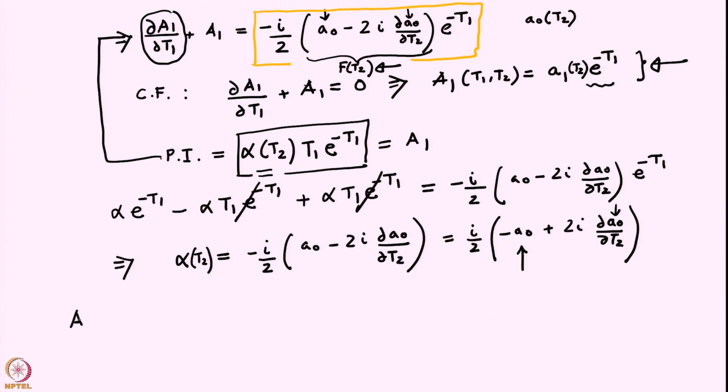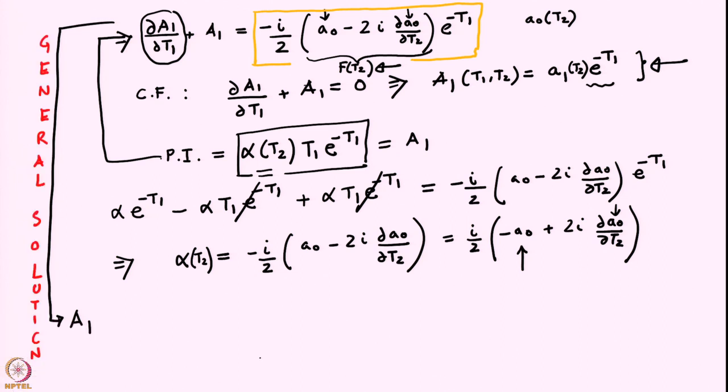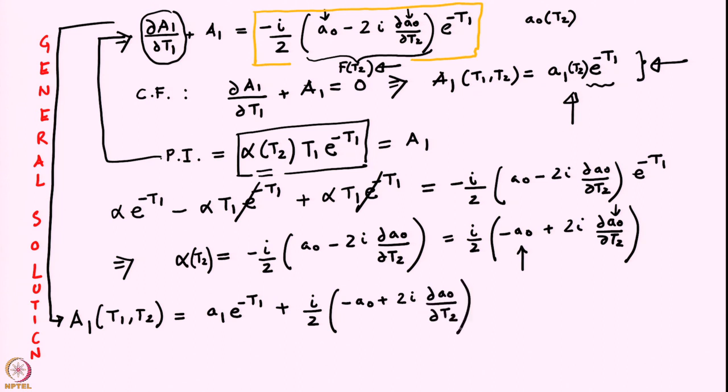So, we can write the most general solution of this equation. This is the equation whose general solution we are trying to write. So, let me write. Say A1, which is a function of T1, comma T2, is small a1 e to the power minus T1, okay, that is my complementary function. And then a particular integral which is I by 2, I am just writing the value of alpha, into T1 e to the power minus T1. Okay. So, this is the expression for A1.